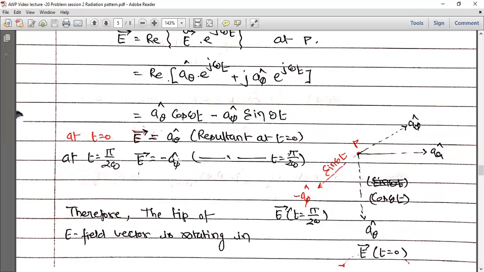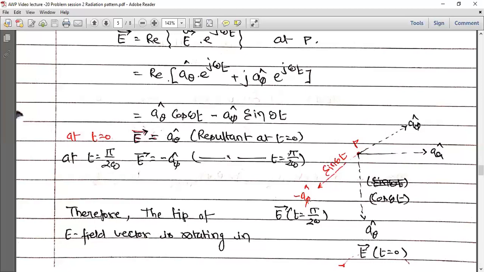At which position? At which time? At the time when t equals pi by 2 omega. So at time t equals pi by 2 omega, the resultant electric field intensity is given by this vector, minus a phi cap. This sin omega t is not relevant here. This was written there by mistake, there is no meaning to it. So the electric field intensity has a resultant vector in this particular direction.